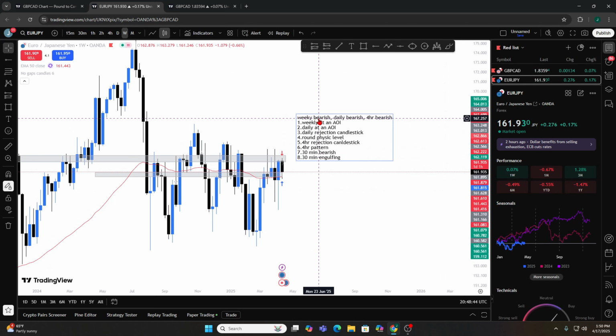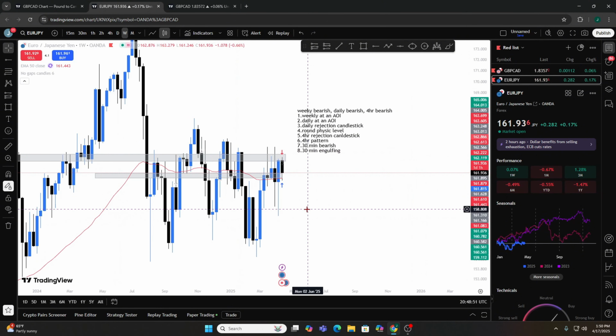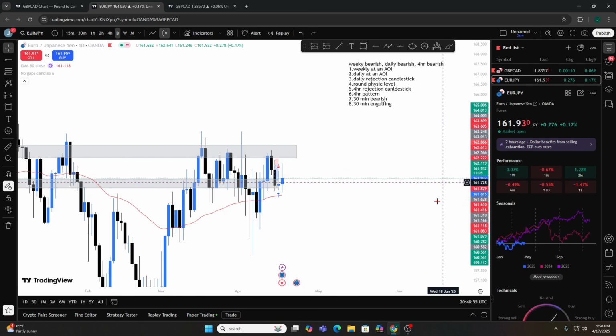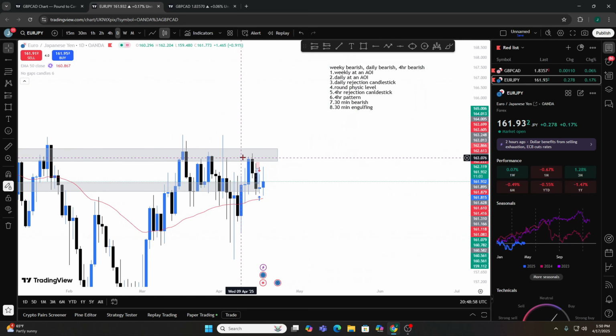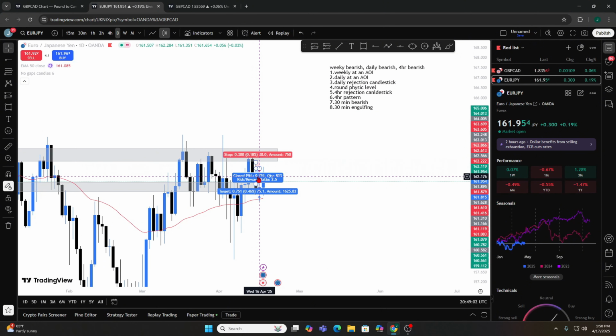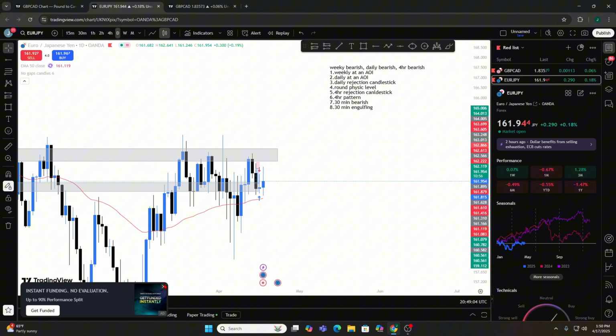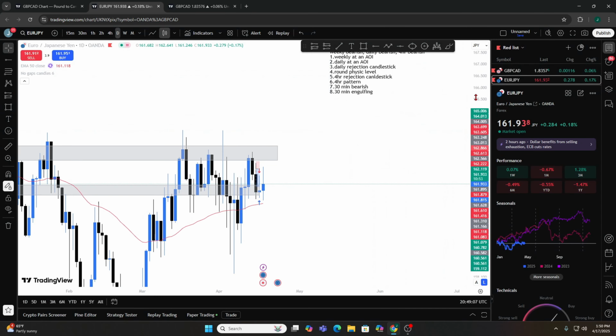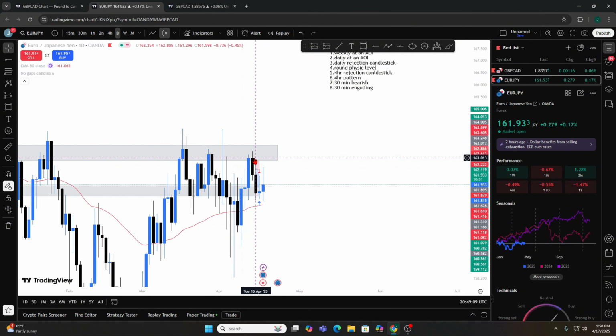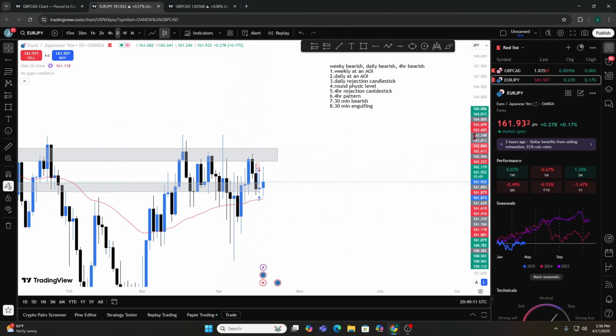So for the weekly, we were at an area of interest. This candlestick, this is our area of interest. That was it. That's all I had for the weekly. So then for the daily, we were at an area of interest. This candlestick, this is the Monday candlestick. We entered off of Tuesday. We had a rejection candlestick, as you guys can see, because we basically rejected this area of interest. We had round psychological being at 163.